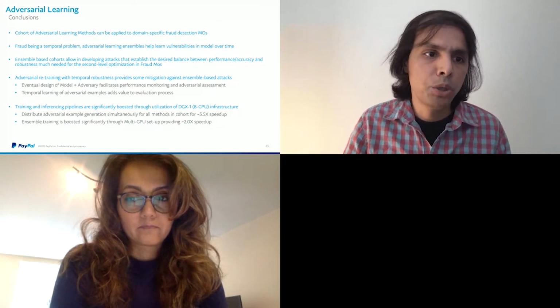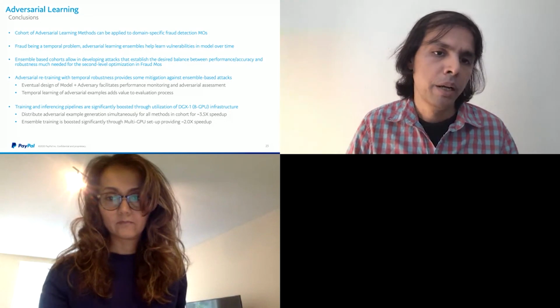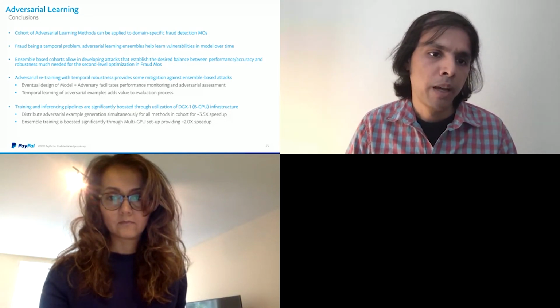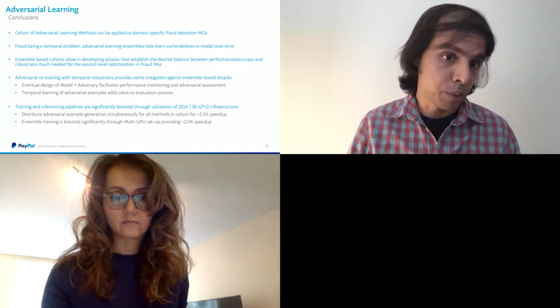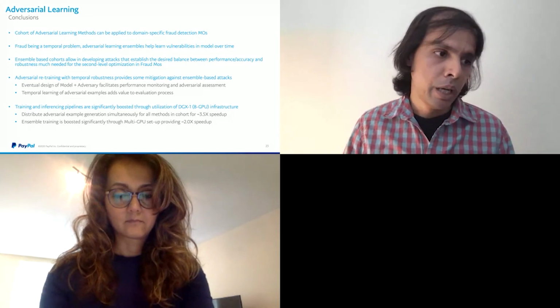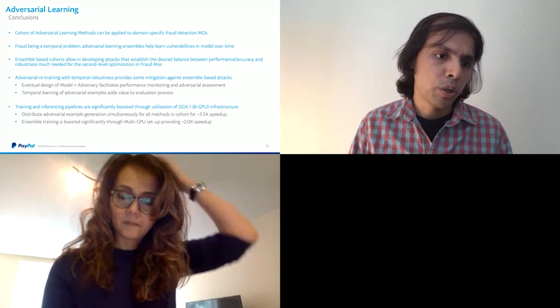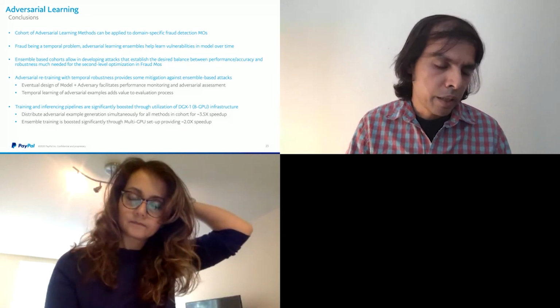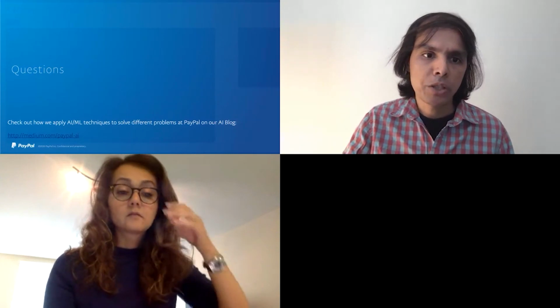In terms of conclusions, we see that this cohort of adversarial examples can be applied to domain-specific fraud detection. We are also able to see reasonable generation of realistic perturbations, which is a problem very specific to fraud detection, and that takes a lot of domain know-how. We are also now in the realm of testing adversarial defense mechanisms as we go along. Thank you so much.